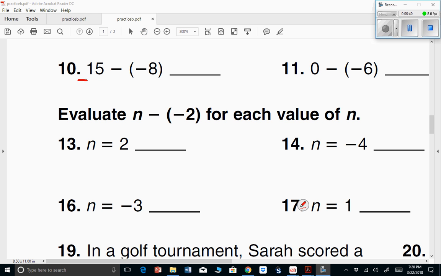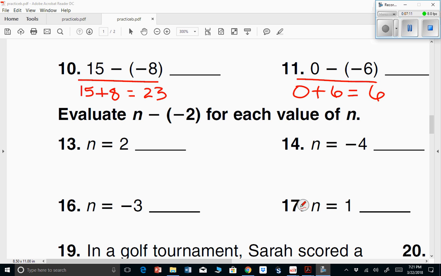Okay, a couple more here. 15 minus -8 is, copy the first number, change the minus to a plus, change the sign of the second number, and 15 plus 8 is 23. Number 11, copy the first number, change the minus to plus, change the sign of the second number, and 0 plus 6 is 6. That's pretty much all there is to it.